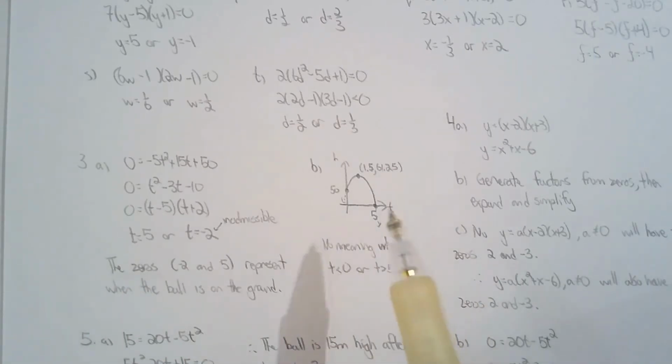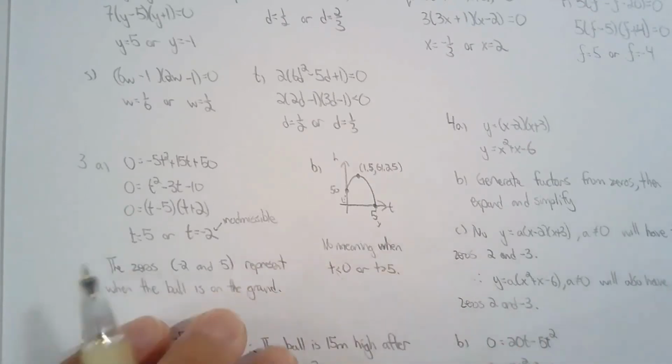I just drew the graph to show that t must be, well, the quadratic is meaningless when t is less than 0 or when t is greater than 5, because you haven't thrown the ball and at 5 seconds it hits the ground. So it's meaningless when it's less than 0 or when it's greater than 5.